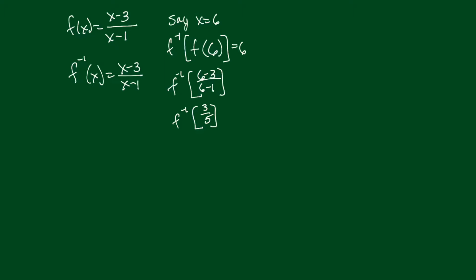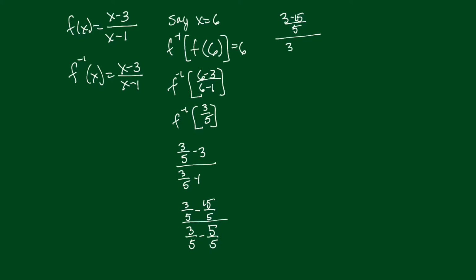And now what to do with the 3/5? Well, I'm going to put that into f inverse, which is right here. So I'll replace those x's with 3/5. So it's going to be 3/5 minus 3 over 3/5 minus 1. Now, make these common denominators. So 3/5 minus, I want that over 5, multiplied 3 by 5, so 15. And then 3/5 minus 5/5, that's a 1. And then that numerator is going to give us 3 minus 15 over 5, all over the denominator, 3 minus 5 over 5. For a minute there, I thought they were the same number. Now this is going to give us negative 12 over 5, divided by negative 2 over 5.